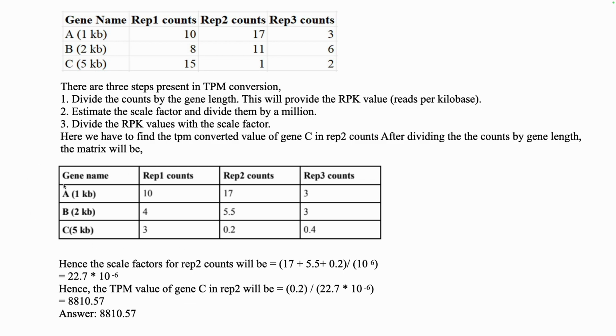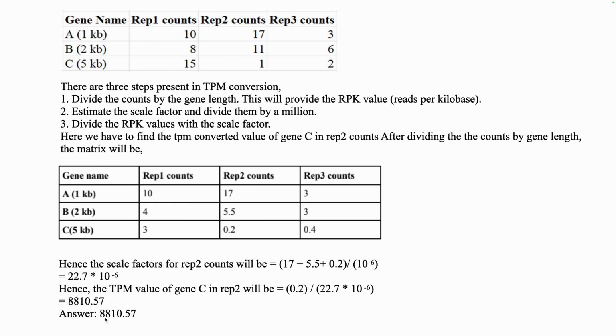From here we need to find the scale factor. How do we find the scale factor? Simply we need to add all the new values for each replicate. So when we add for replicate 2, we add all the values and divide it by a million. We'll get a scale factor. After getting the scale factor, to calculate TPM, we divide our new value, which we got after dividing by its length, by the scale factor. Then it will give the TPM value.